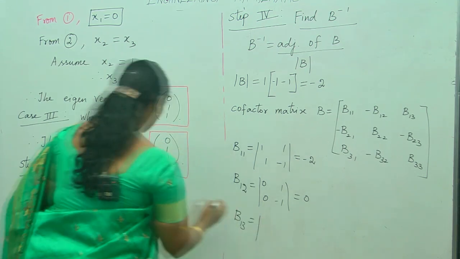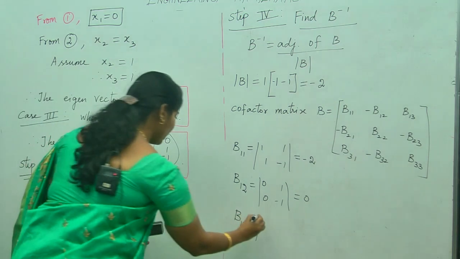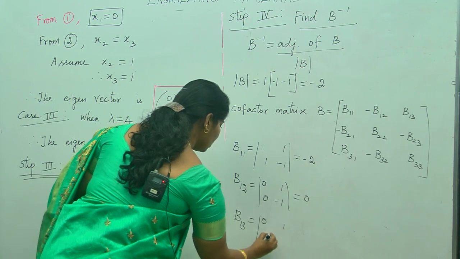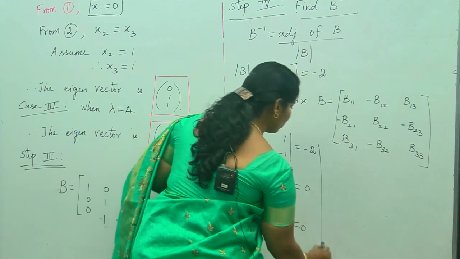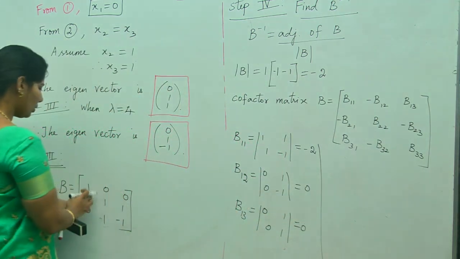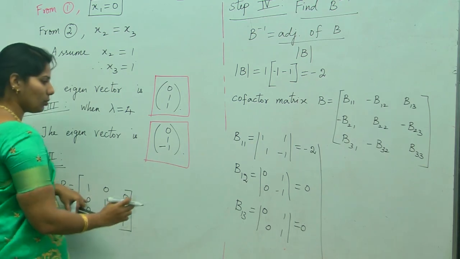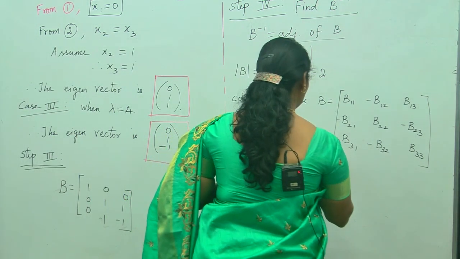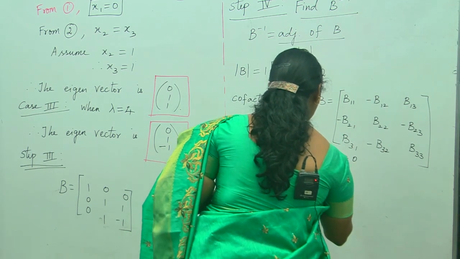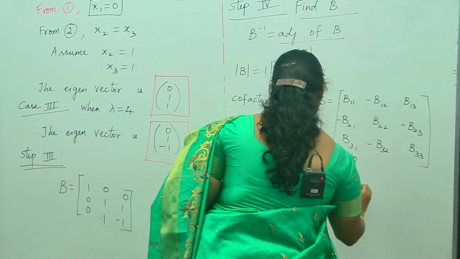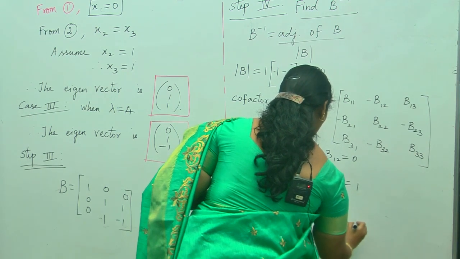B13. Again for this element you will leave this row and the column, you will get it as 0, 1, 0, 1, which is again nothing but 0. So for the rest you can do it similarly. For this one the rows and the columns left out are 0, 0, 1, minus 1. So directly I will write down B12 will be 0 and then B22 will be 1 and then B23 will be 1.